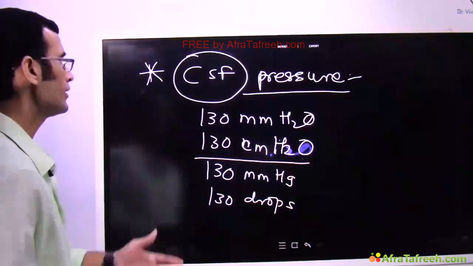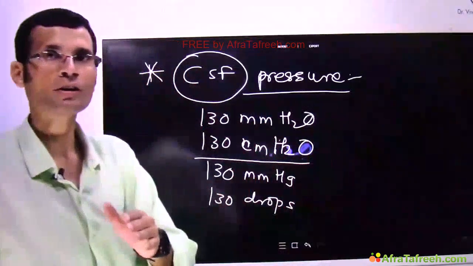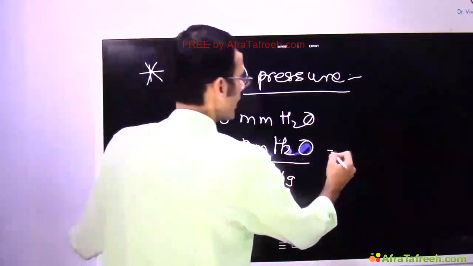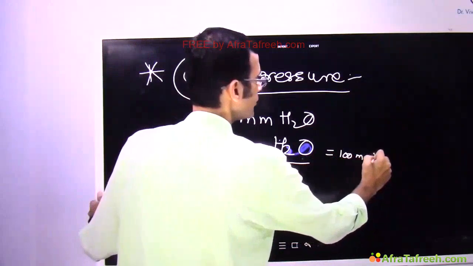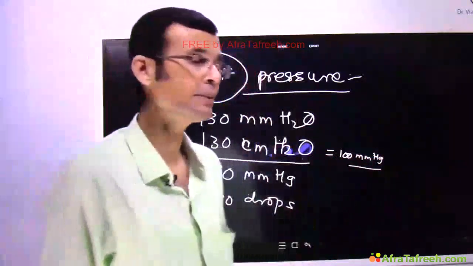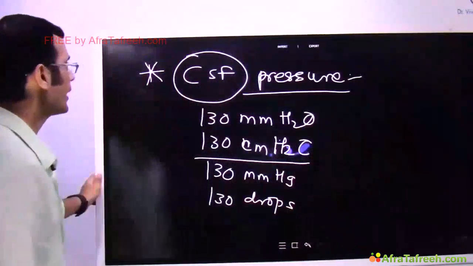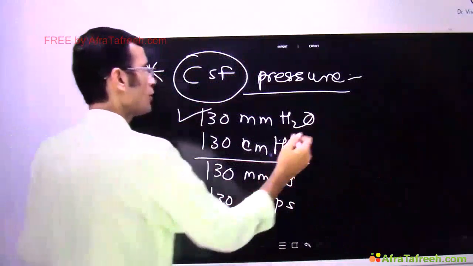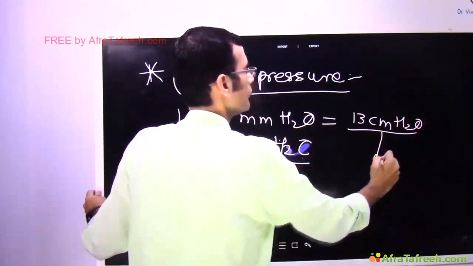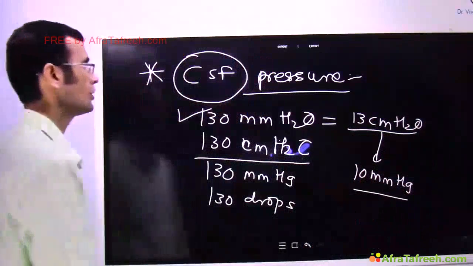Try to understand this. 1 mm of Hg is 1.36 centimeters of water. So if you're saying 130 centimeters of water, it would mean 100 mm of Hg. You think CSF pressure will be 100 mm of Hg, even more than the cerebral artery pressure? No. So now you got the answer. The answer is 130 mm of water, which is same as 13 centimeters of water, which is same as 10 mm of Hg in the recumbent posture.